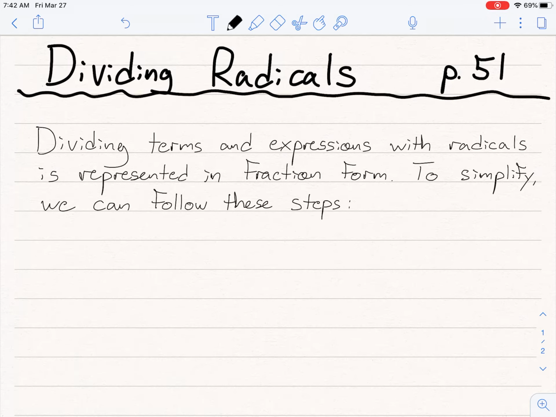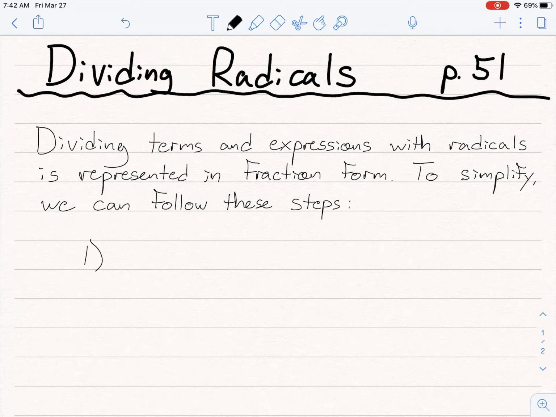Hey y'all, I wanted to continue our conversation today with the final operation that we're going to talk about, dividing radicals. We've talked about adding and subtracting already. The other day we looked at multiplying. Now let's look at dividing. So, dividing terms and expressions with radicals is represented in fraction form. To simplify, we can follow these steps.